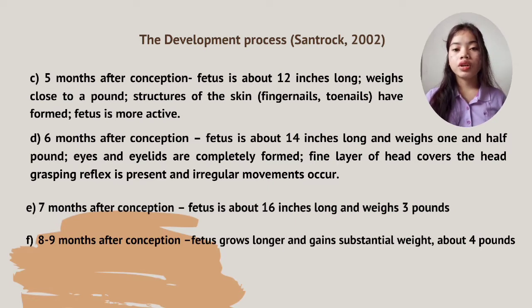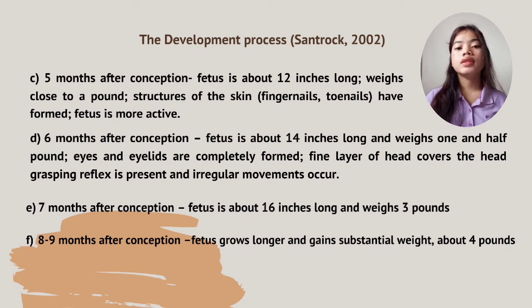5 months after conception, the fetus is about 12 inches long and weighs close to a pound. Structures of skin like fingernails and toenails are formed, and the fetus is more active. 6 months after conception, the fetus is about 14 inches long and weighs 1.5 pounds.